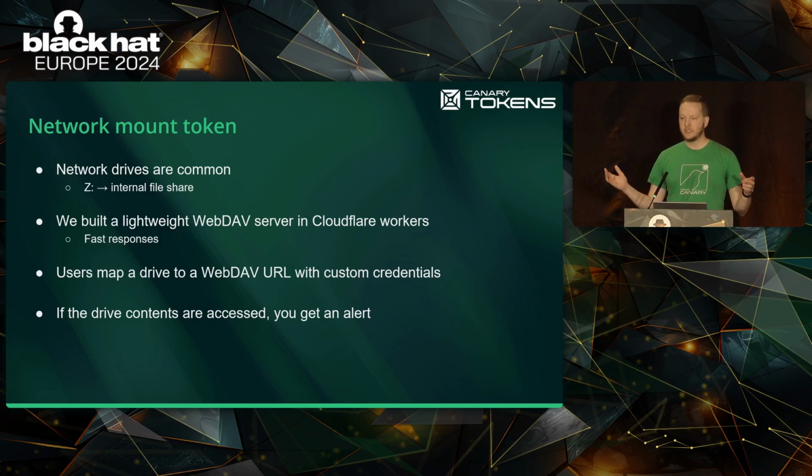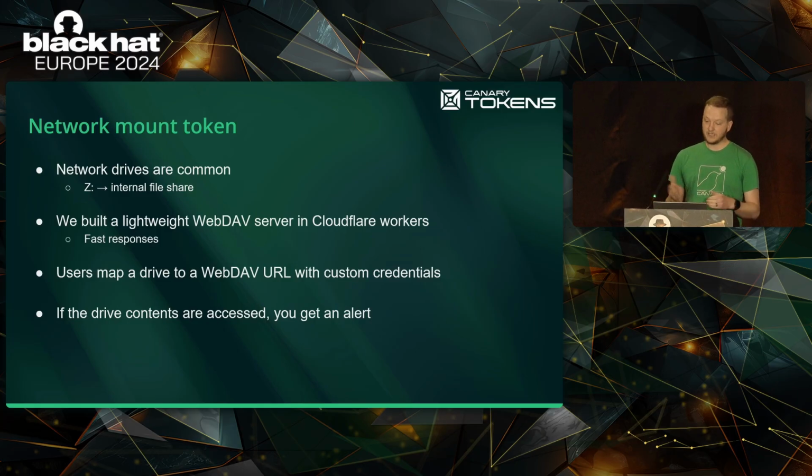Basically, we host a network drive, and we provide unique credentials for that network drive. Again, you can choose the ChatGPT-generated file structure you want, and then you mount that using WebDAV to your network drives. And if an attacker lands on that system, they're probably going to be curious to see what's in z:corp. So we wrote this all as a Cloudflare worker, so it's very scalable, very fast, and it runs globally. And again, if any of the contents of that file is ever accessed, you get the alert.